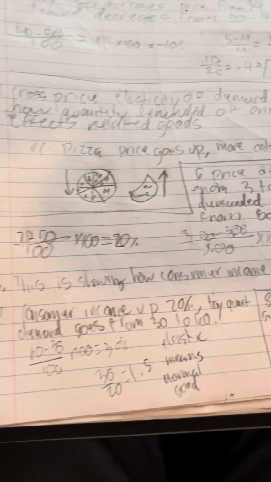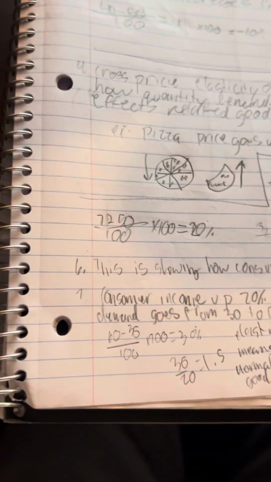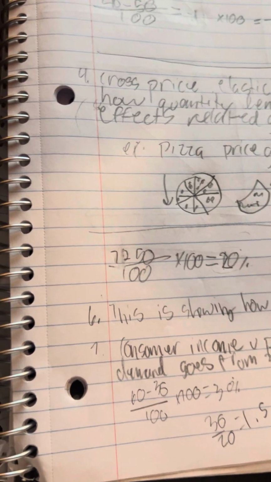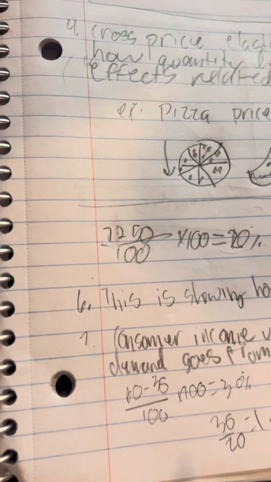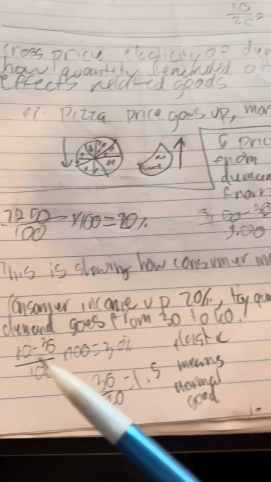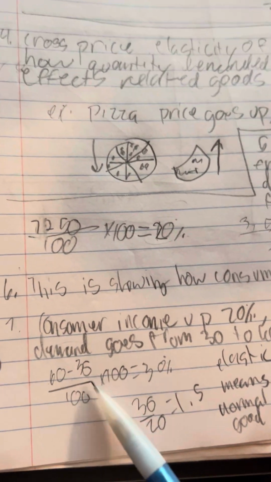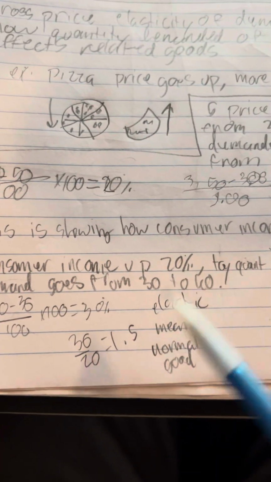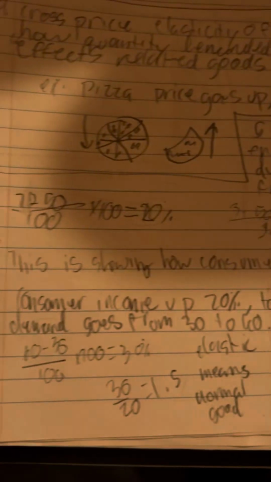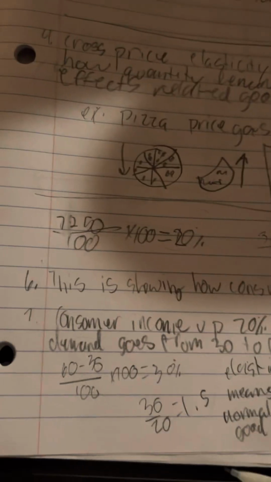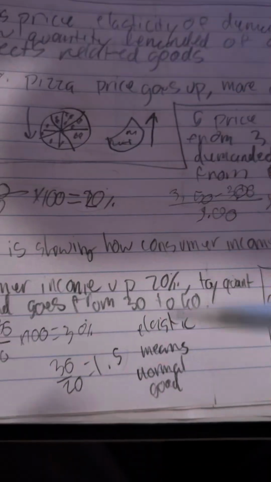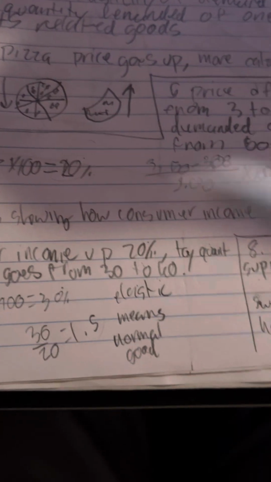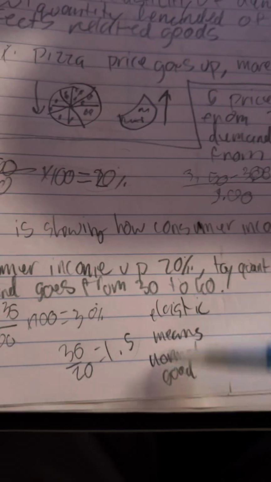For number 7, it's asking for an income elasticity question. I made it so consumer income went up 20% and toy quantity demanded goes up from 30 to 60 because of this. I took my 60 and subtracted my 30, put it over 30 to get that percent. Then I took that and put it over my 20% to get 1.5. So this means that it is elastic, and that means that this is a normal good.